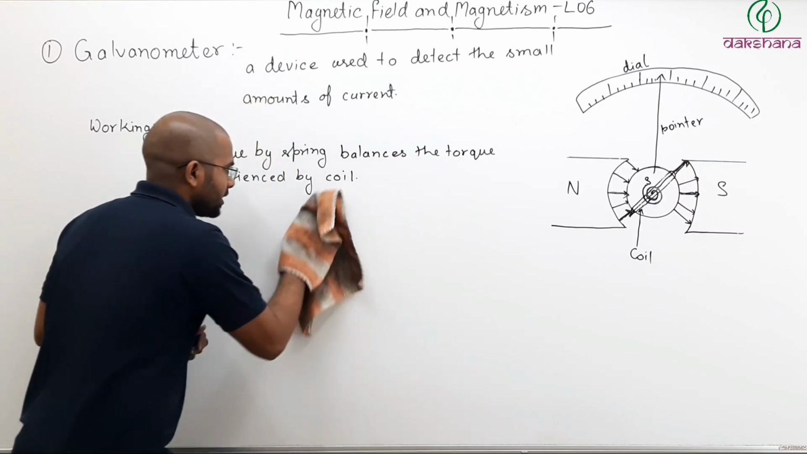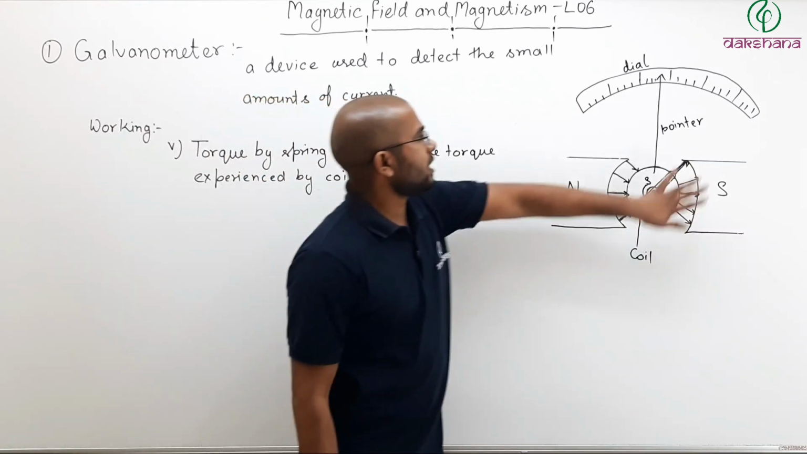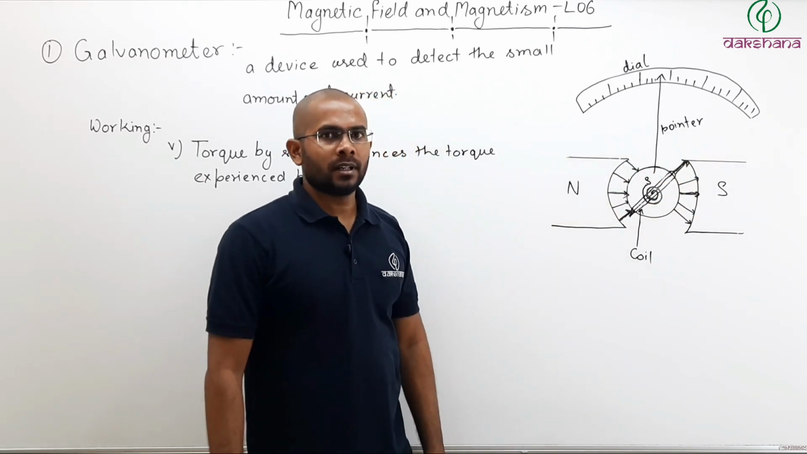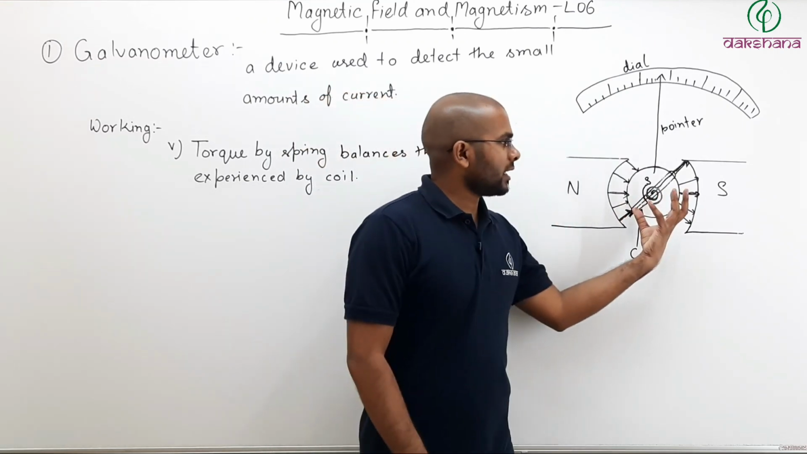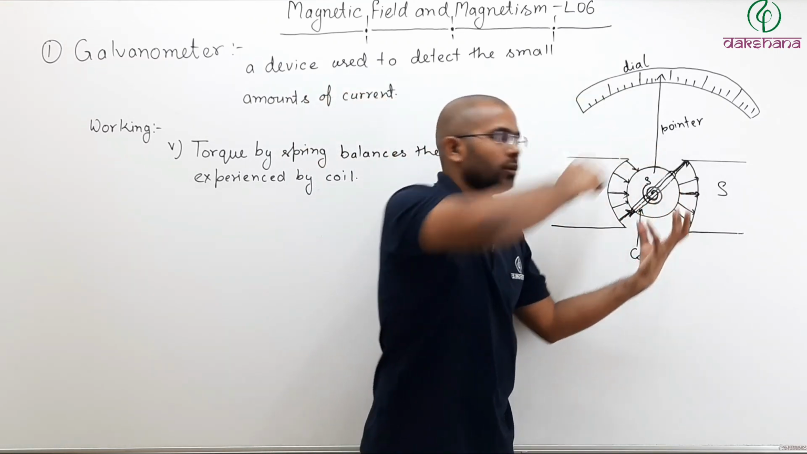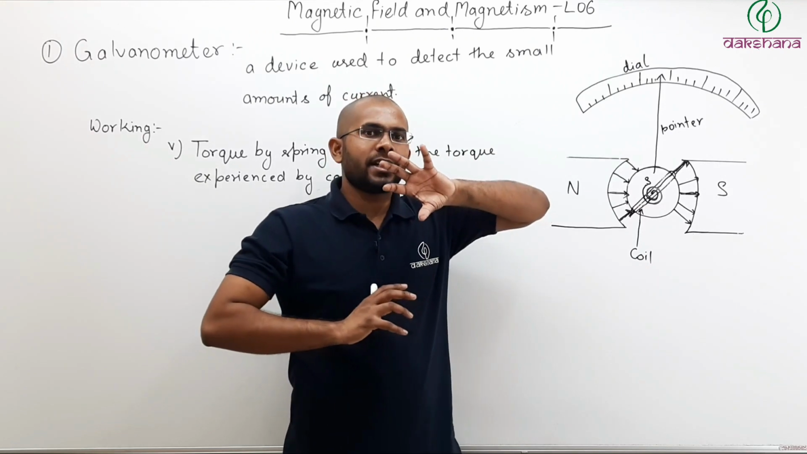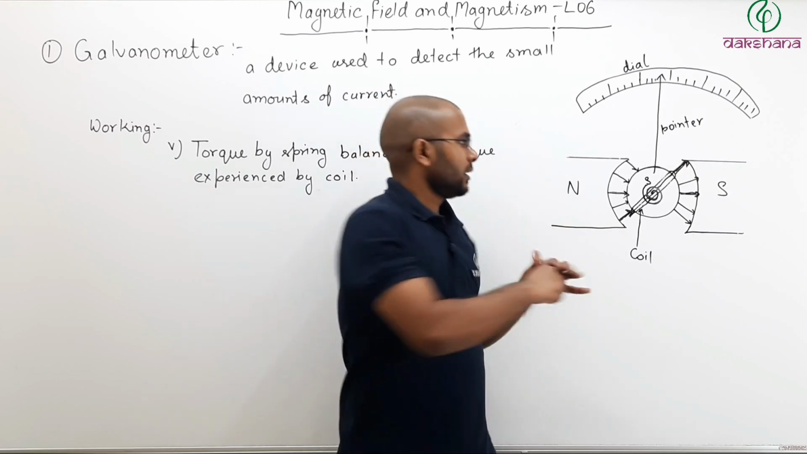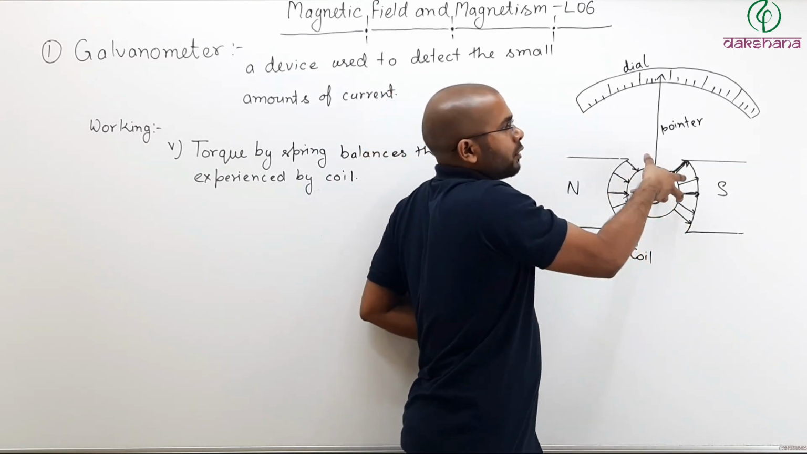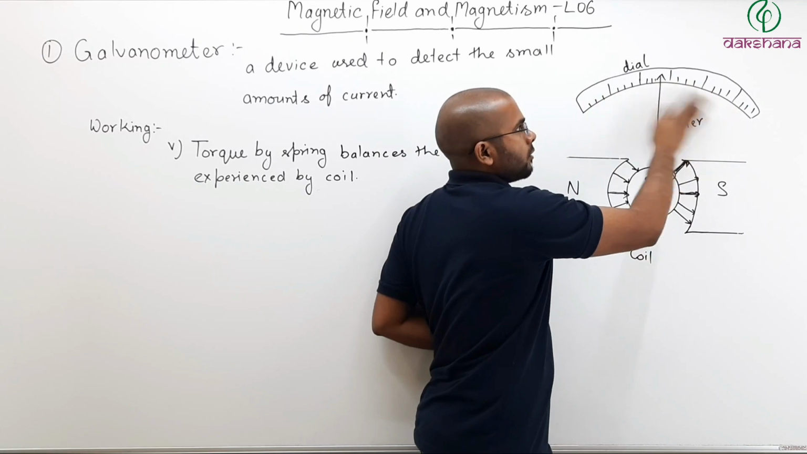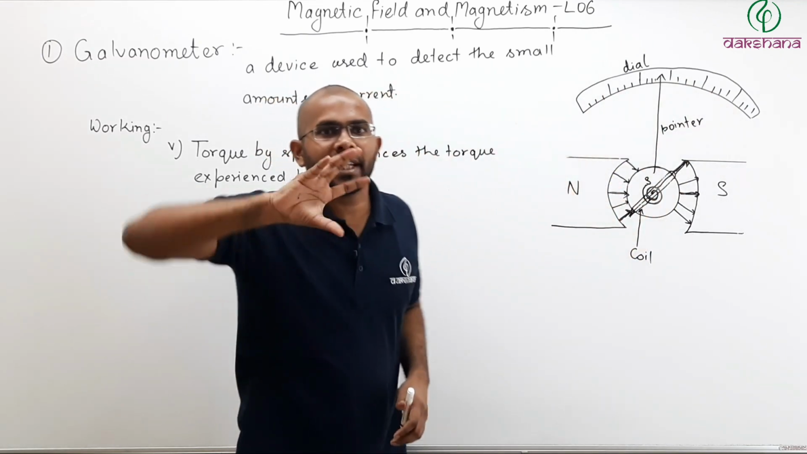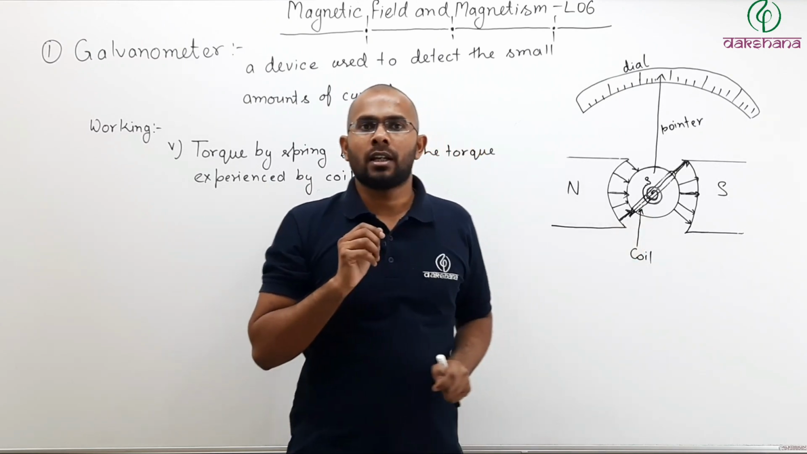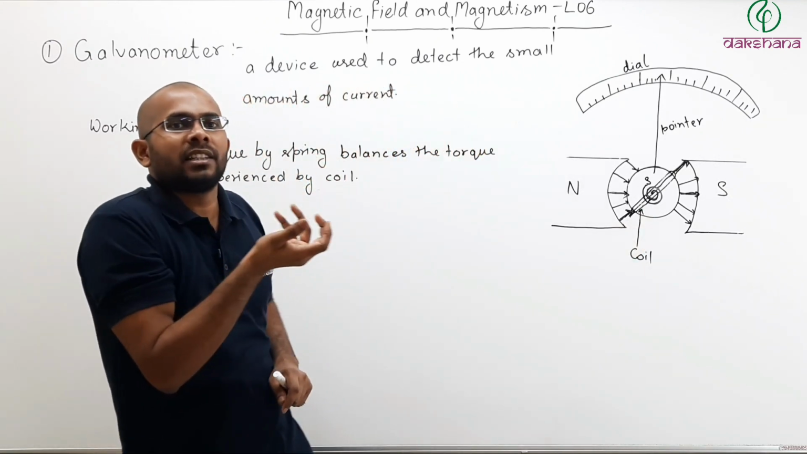So what we do is, we have attached a pointer here. Now what is the use of this pointer? Here it is the coil and the pointer is attached to the coil. So the pointer indicates how much rotation your coil takes. Depending upon the rotation of your coil, the pointer also moves forward or backward. So the pointer indicates the rotation experienced by your coil, or the twist experienced by the spring.